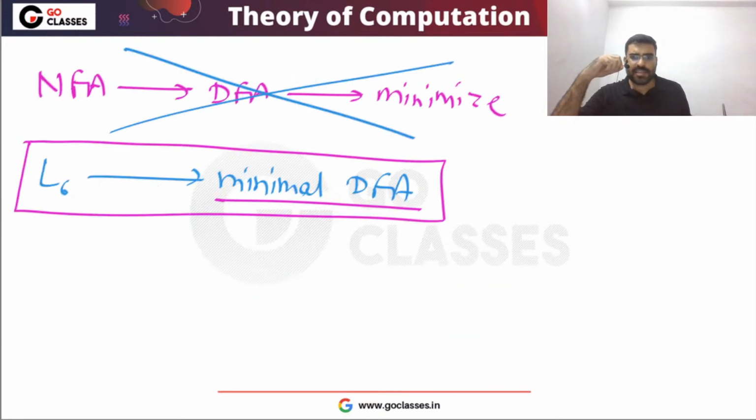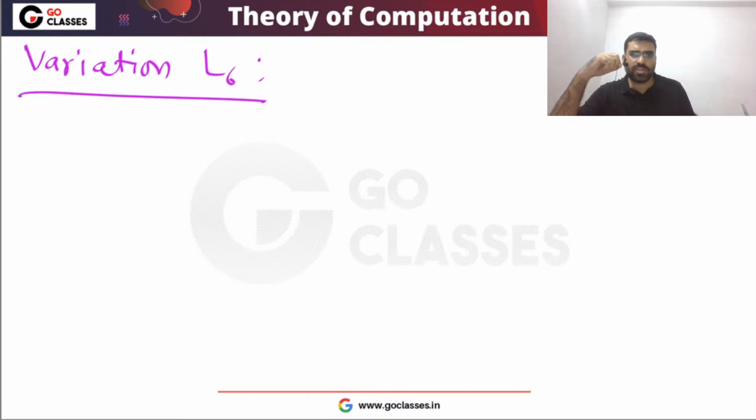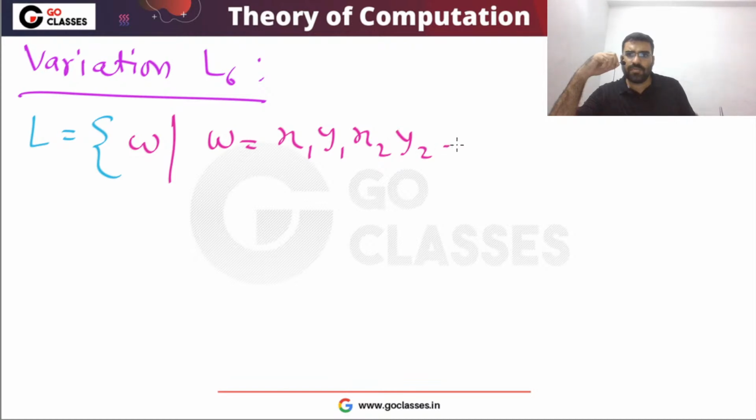Now in this question L6, let's create a variation. Shall we create a variation? What is the variation of L6? Let me create a new language L. Every string in it is like this: x1 y1, x2 y2, and so on, xn yn. And let us assume xi is not equal to yi for all i.